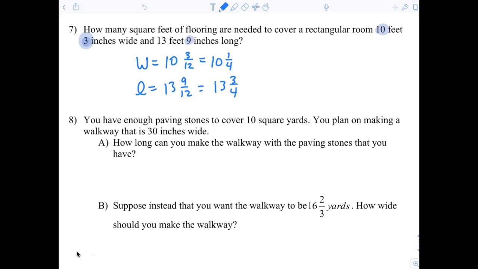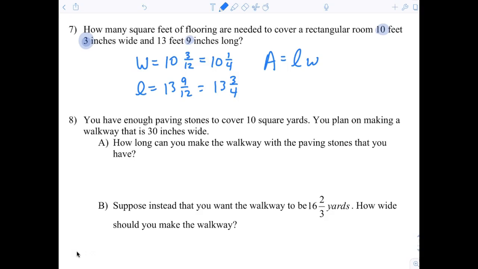Now you're supposed to remember how to find area of a rectangle. How was I supposed to find area of a rectangle? Length times width. So everybody puts down area equals length times width. Write it out. I want everything written out. You need to write the formula. That will help you learn the formulas.